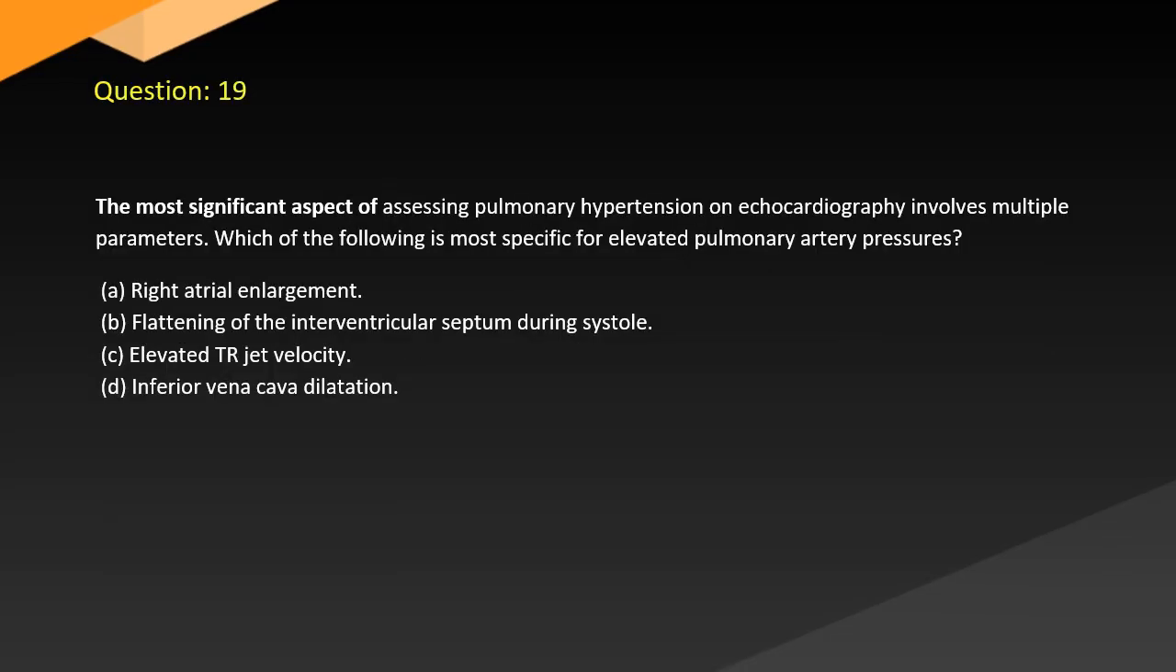Question 19. The assessment of pulmonary hypertension on echocardiography involves multiple parameters. Which of the following is most specific for elevated pulmonary artery pressures? A. Right atrial enlargement. B. Flattening of the interventricular septum during systole. C. Elevated jet velocity. D. Inferior vena cava dilatation.